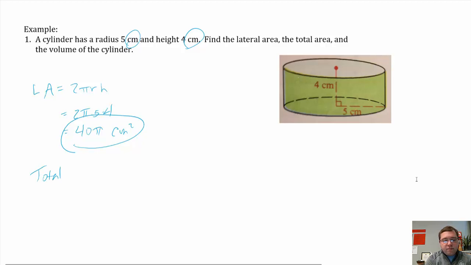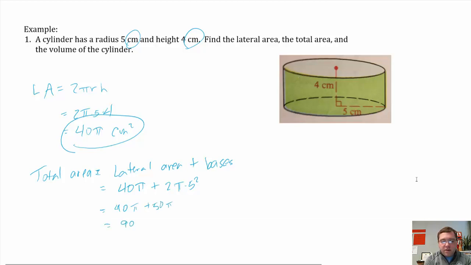The total area is the lateral area plus the bases, plural, the two bases. Both of the bases are circles. The area of the circle is pi r squared. So we've got the lateral area, which remember is the sort of edges, the rounded part that goes all the way around, plus we've got two bases, and they're both the same, so 2 times pi r squared. What's r? It's 5. 2 times pi times 5 squared. 5 squared is 25, times 2 is 50, so we've got 40 pi plus 50 pi to give us a total area of 90 pi, and the units are centimeters squared for area.